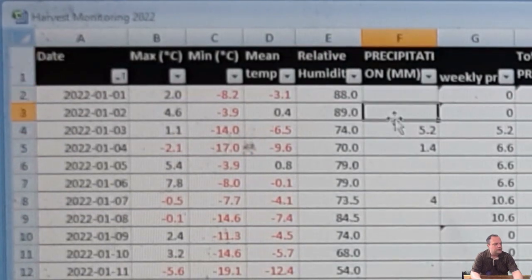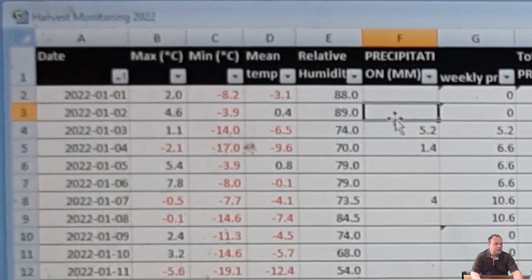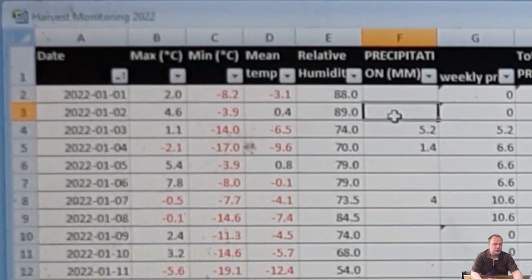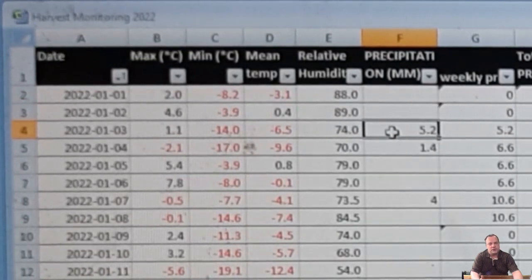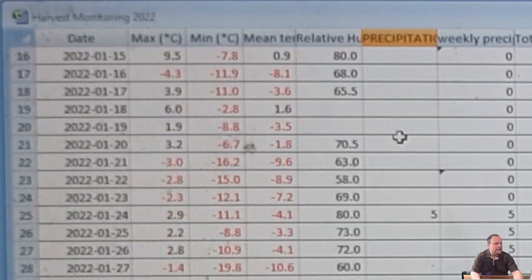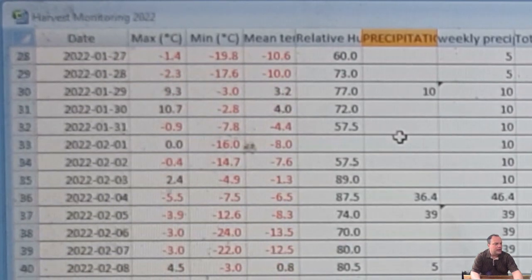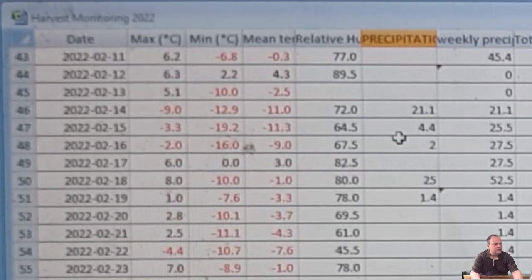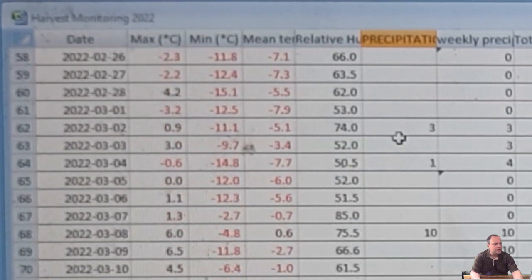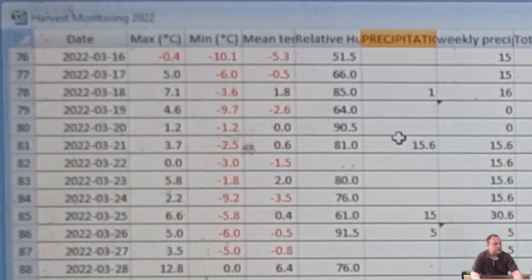Precipitation in millimeters. I don't know how to measure the amount of snowfall yet, so when it's just snowfall, I take it from the government website, and 1 centimeter of snow equals 1 millimeter of precipitation. This is why in the beginning there's a lot of blanks here in precipitation. That's when there was nothing that day. I could put zeros there, I suppose.